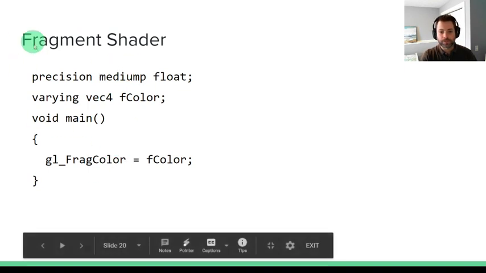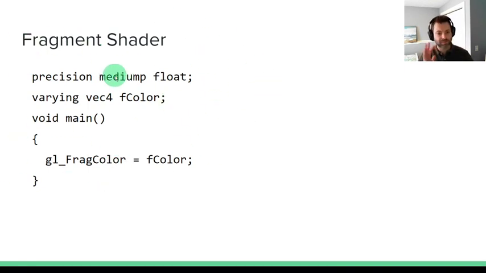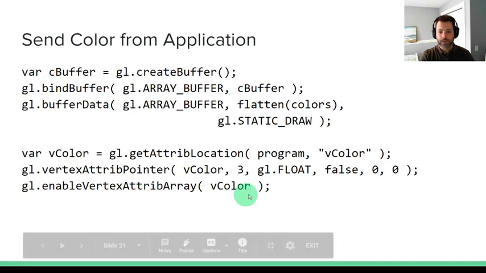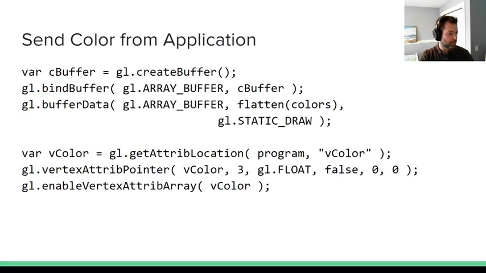Fragment shader, same thing. Again, beating a dead horse with this pass-through shader at this point, but again, the more we use it, the more we'll get more comfortable with this kind of stuff. So, built-in variable, shared by both shaders. It's varying. We know things are going to change. Medium precision. We'll get there.